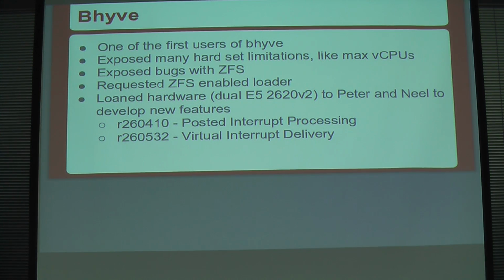And as Michael mentioned earlier, I have just gotten this new E5 2620 v2, which is the very latest Intel architecture. And Neel was like, we need a machine like that to test some new features, posted interrupt processing and virtual interrupt delivery, which are new hardware-assisted virtualization features that Intel has introduced. And Peter and Neel didn't have that hardware lying around because it's very new and very expensive. So we had just bought this server and it wasn't in production yet, so we loaned it to Neel for a week and he managed to get those two features built and committed.